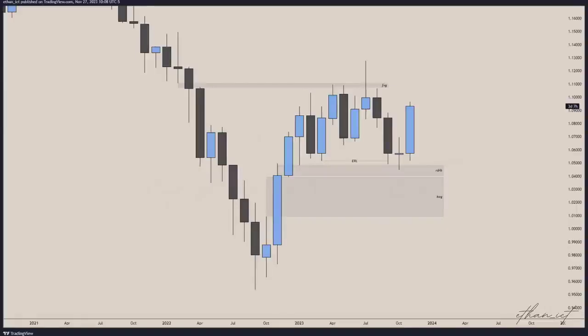So what I'm expecting now is higher prices, and the most obvious draw on liquidity to me right now is this high over here at 1.13 on EURUSD. So let's drop down to the daily time frame for time frame alignment so we can see what's going on within these areas of interest.